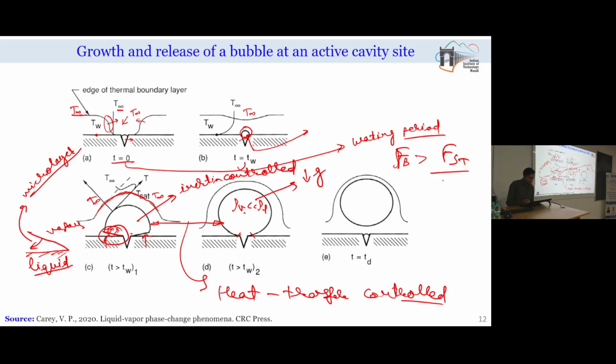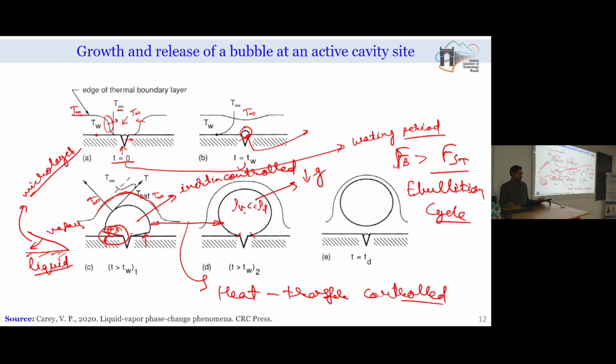This is called departure of the bubble, and the complete cycle of the bubble from its initial formation to departure is called the bubble evolution cycle. This is called the evolution cycle of the bubble.